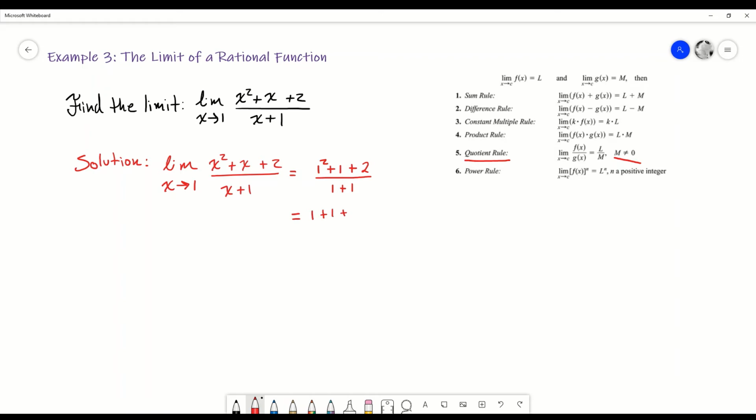In the numerator, I get 1 plus 1 plus 2, which is 4. And then when I divide 4 by 2, I get 2. So the limit as x approaches 1 of the rational function is going to equal 2.